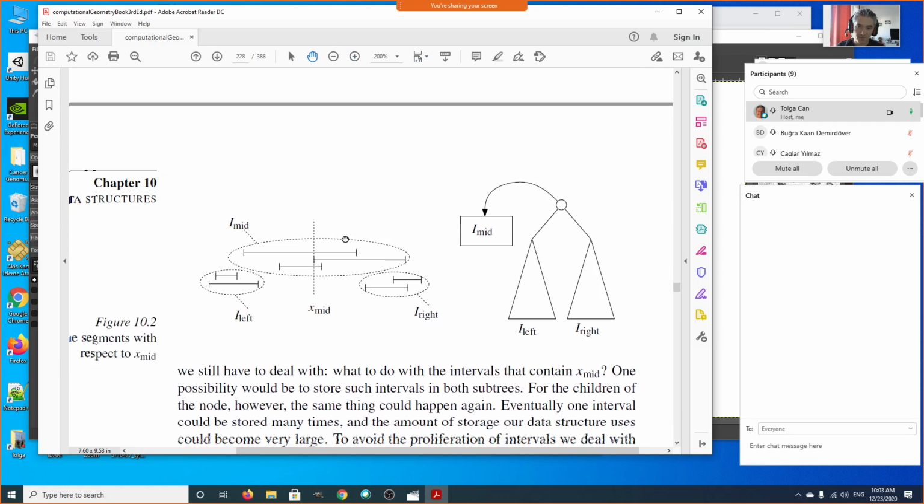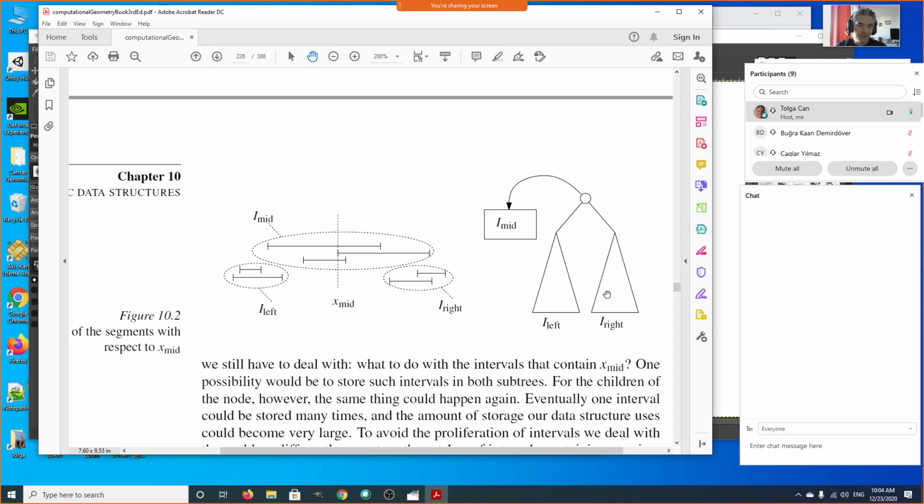The idea is that you're going to build a data structure like a balanced binary search tree in which the left and right subtrees contain at most half of the initial intervals we have. And we are going to partition the input intervals into 3 sets. These are partitions, their intersection is the empty set. Let me describe I left and I right first.